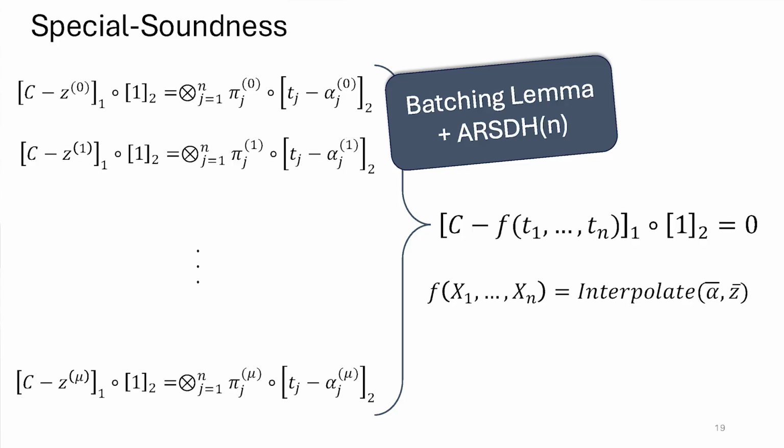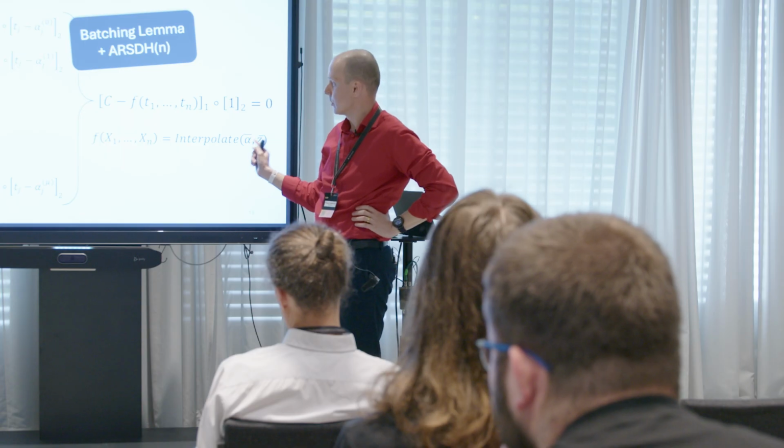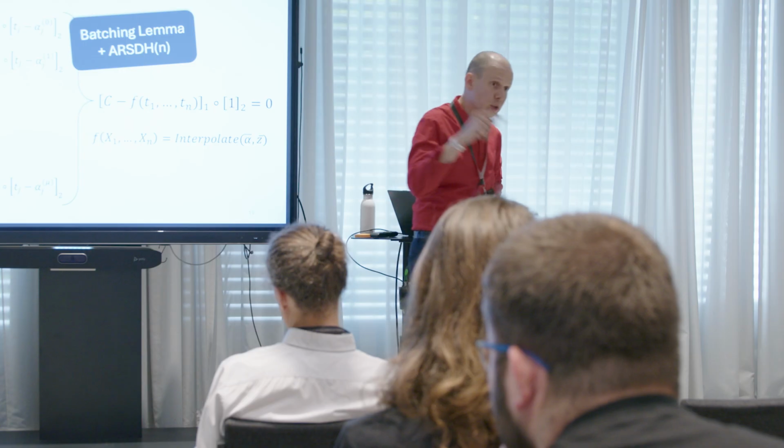I have very many of these equations. I would like to aggregate them into an equation where I'm talking about the commitment and the interpolant that I got from these alphas and z's, right? And you can do it, right?